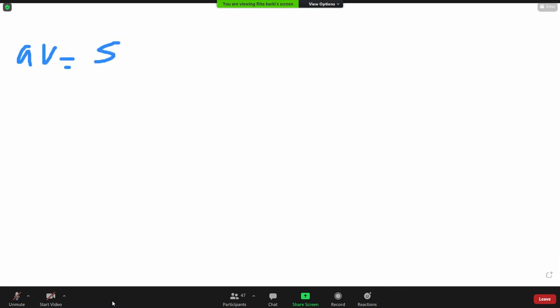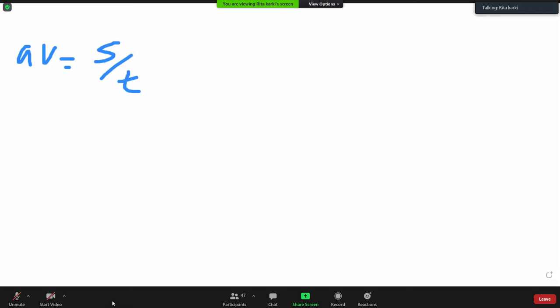So what is the formula to calculate average velocity? Average velocity AV is equal to total displacement upon time taken, that is S upon T. What is S? Total displacement, upon time taken.